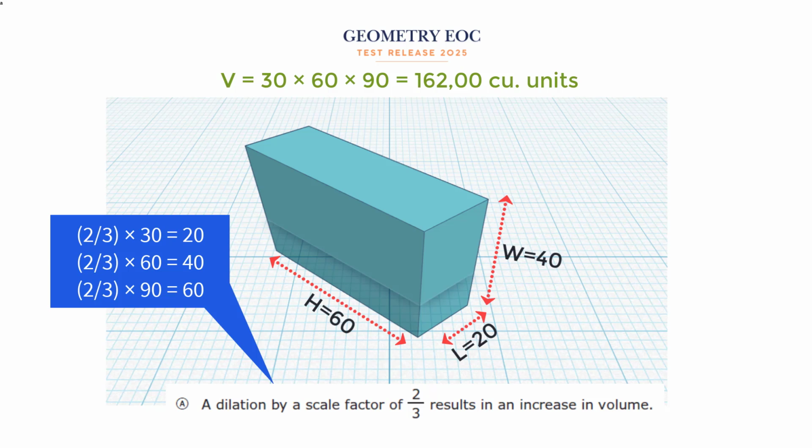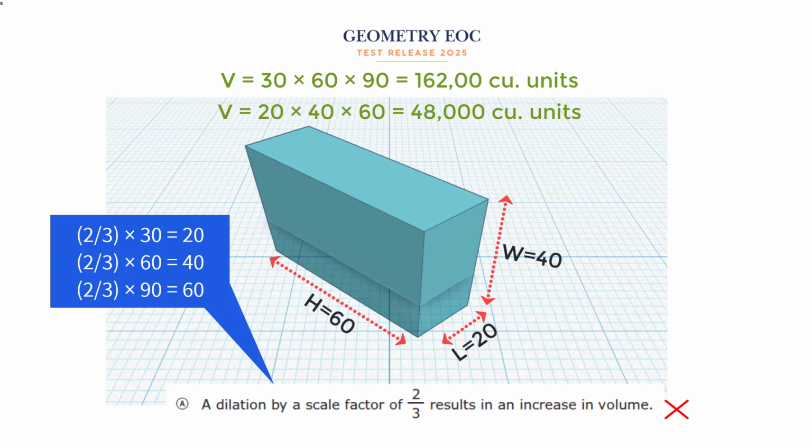Now, let's calculate the new volume. 20 times 40 times 60 equals 48,000. Originally, the volume was 162,000. Now, it's 48,000. Did it increase? No, it decreased. So choice A is false.